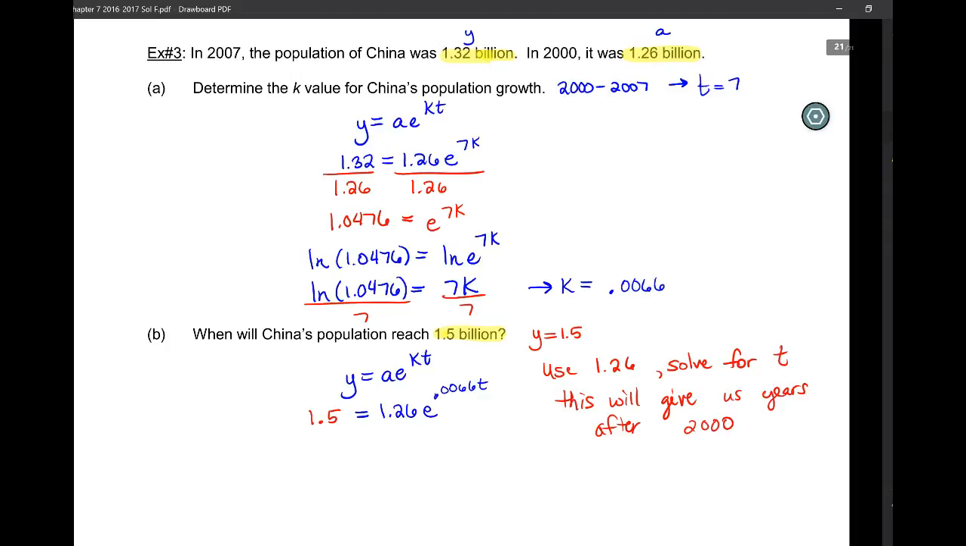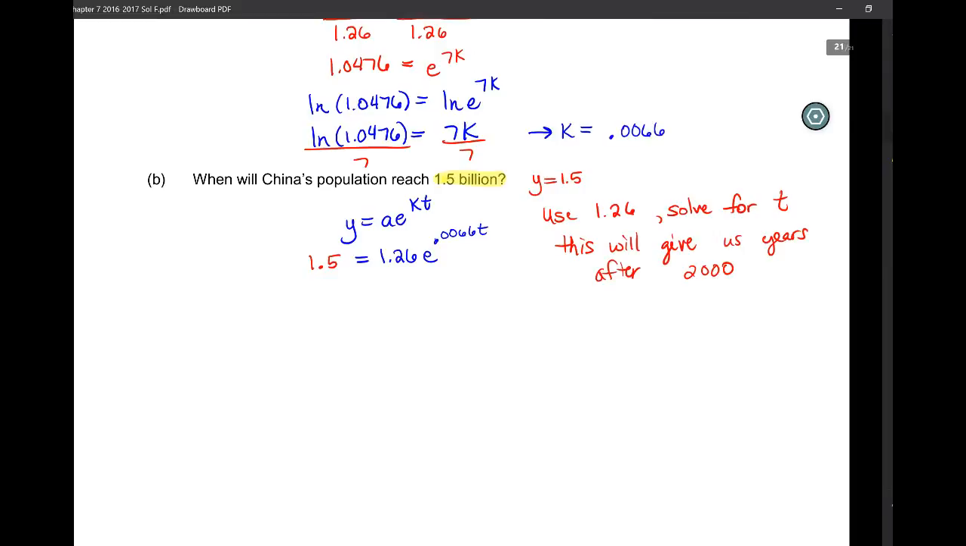So on a test, you just accept both? They're both correct, and you should get the same answer for both of them. You just do 2000 plus whatever you get for t for this one, but if you use 1.32, you would do 2007 plus whatever you get for t. Yeah, you should get the same answer. Maybe you want to give that a try.